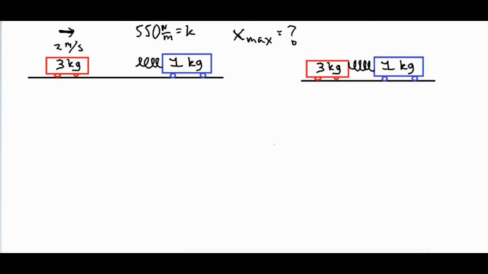In this video, we're going to be taking a look at a collision problem to find the maximum compression of a spring after this 3 kilogram and 1 kilogram cart collide with one another. So for this problem, we're going to have to use some momentum and energy concepts. And usually, anytime you have some sort of collision, you can use momentum to help you find masses and velocities.